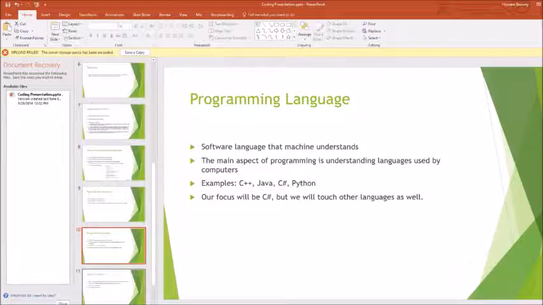Typically, we're only going to focus on software languages. There are some hardware languages that tell you how to speak to the hardware directly, but we're not going to cover those in here. For programming languages, there are C++, Java, C Sharp, Python, and a lot of other ones. A lot of people I see use either C++ or Java, especially in college. Our main focus will be C Sharp, because C Sharp is not exactly the same, but pretty similar to C++.